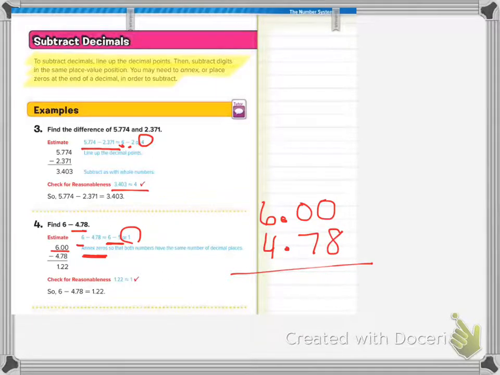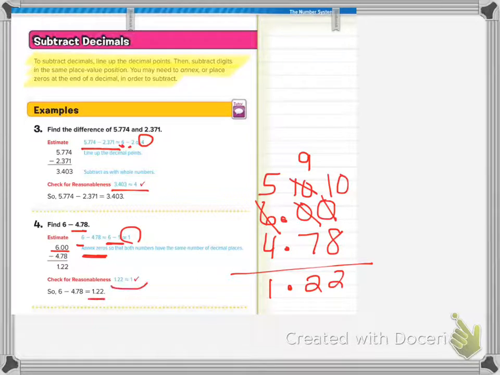Okay? We can't borrow from the 0. We have to borrow from the 6. Our 6 turns to a 5. Now our 0 turns to a 10. So now we can borrow from that 10, make it a 9, and our first 0 becomes a 10. 10 minus 8 gives us 2. 9 minus 7 gives us 2. Bring down our decimal point. 5 minus 4 gives us 1. We get an answer of 1.22, which is close to 1.